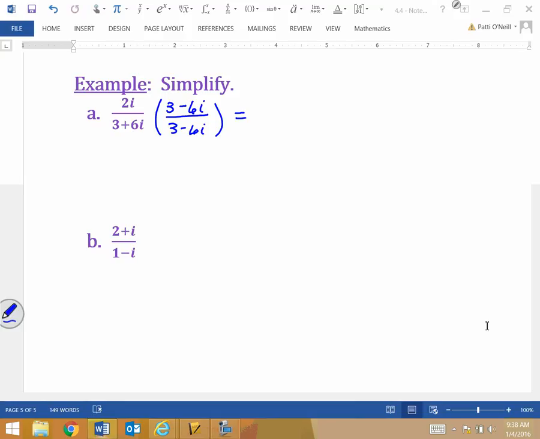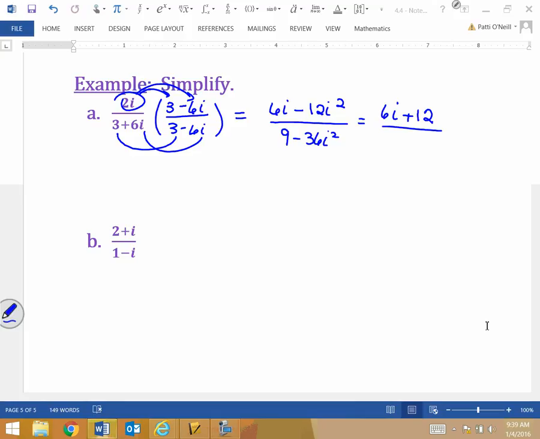In the numerator, I'm going to distribute the 2i across. So that gives us 6i minus 12i squared over, and because I know that these are complex conjugates now, I only need to multiply the first and the last. That gives me 9 minus 36i squared. I'm going to simplify the i squareds. So this is 6i plus 12 over, this becomes plus 36. So 9 plus 36 is 45.